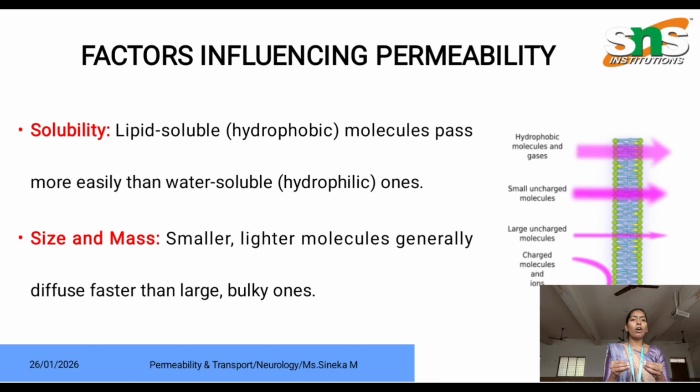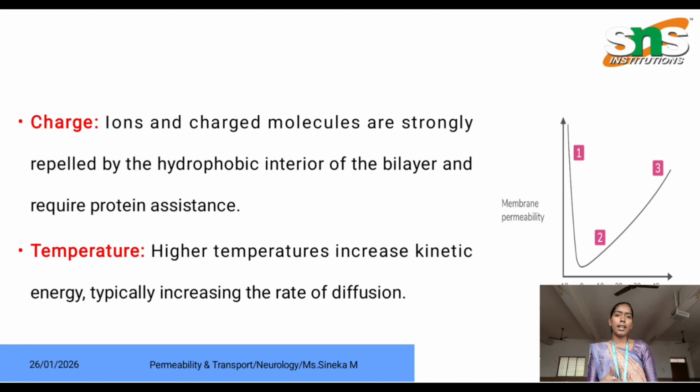Size and mass. Smaller molecules can easily move into the cell, but larger molecules need energy, carriers or channels to enter into the cells. Next is charge. Ions and charged molecules are strongly repelled by the hydrophobic interior of the bilayer and require protein assistance. So with protein assistance they will move into the cells. Next one is temperature. High temperature increases the kinetic energy and typically increases the rate of diffusion. So high temperature means high rate of diffusion, low temperature means low rate of diffusion. So temperature is also an influencing factor of permeability.